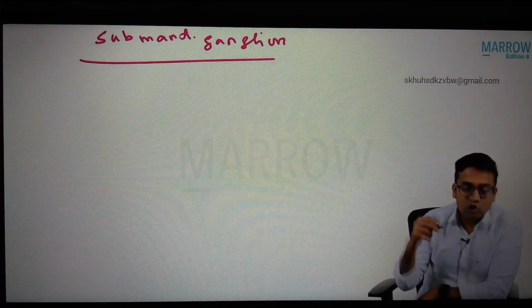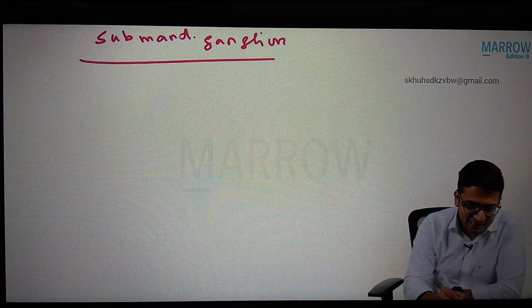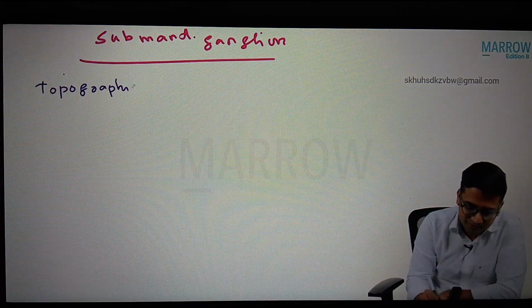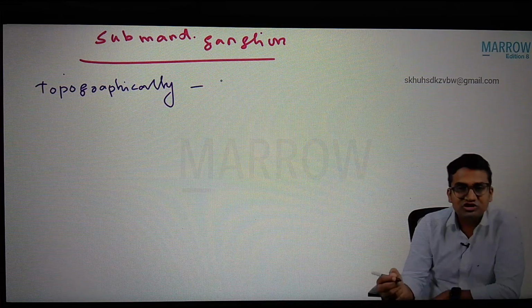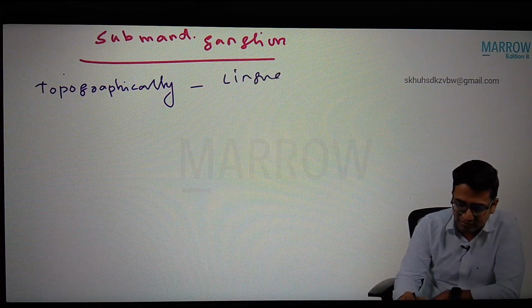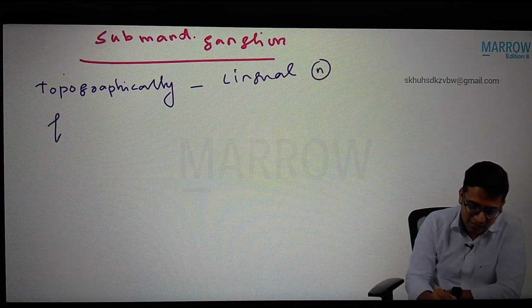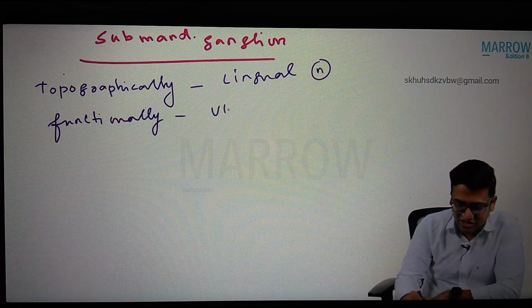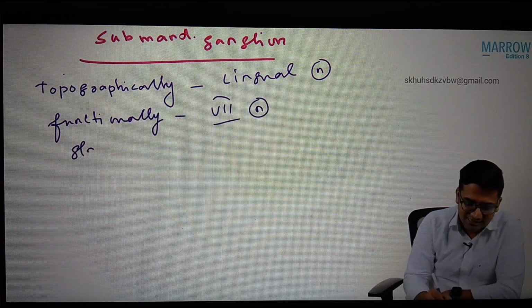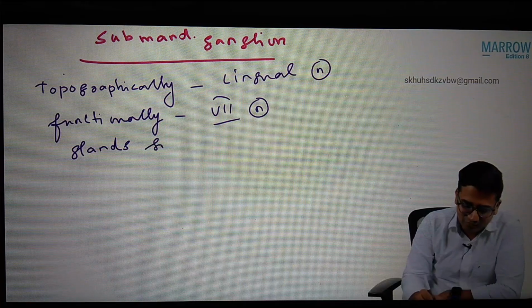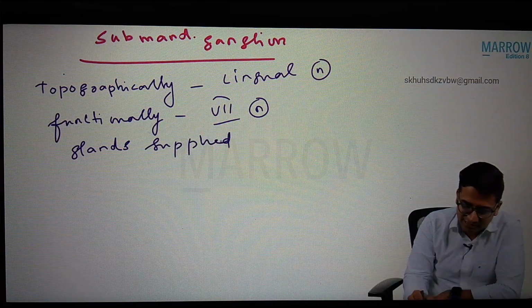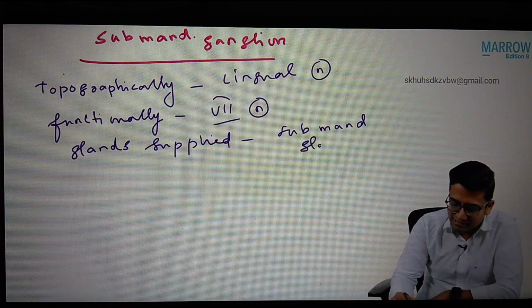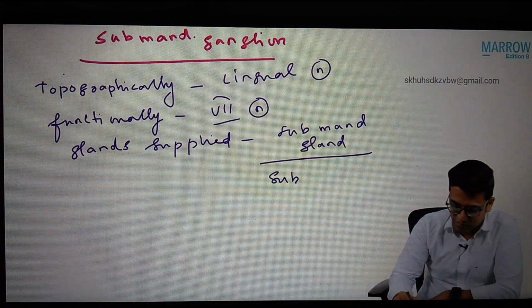Now the submandibular ganglion, topographically, anatomically attached to which nerve? Lingual nerve. The lingual nerve is suspending the submandibular ganglion. But functionally, which nerve? Facial nerve. Now what are the glands supplied by the submandibular ganglion? Two glands. What are those? Submandibular gland and sublingual gland.